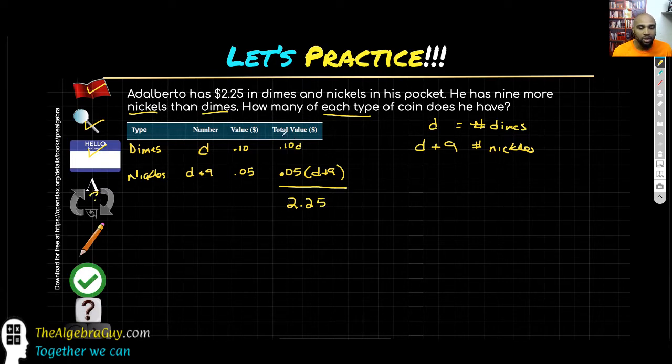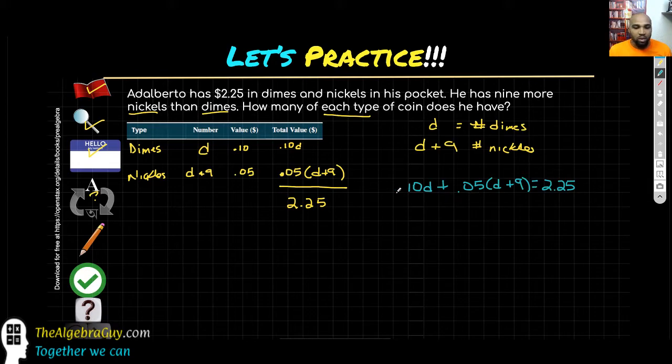So what's the equation that I can write to come up with this? Well, I know that this value plus this value should equal that value. So that's what I'm going to write. There's going to be my equation. It says 0.10D, that's my value for dimes, plus 0.05 times (D plus 9), that's my value for nickels, should all add up to 2.25.